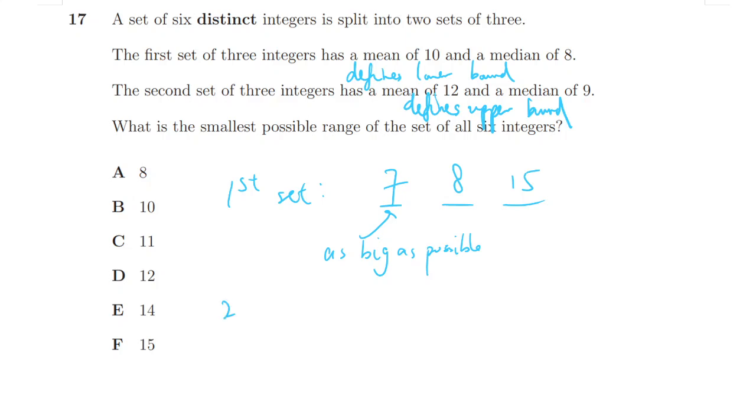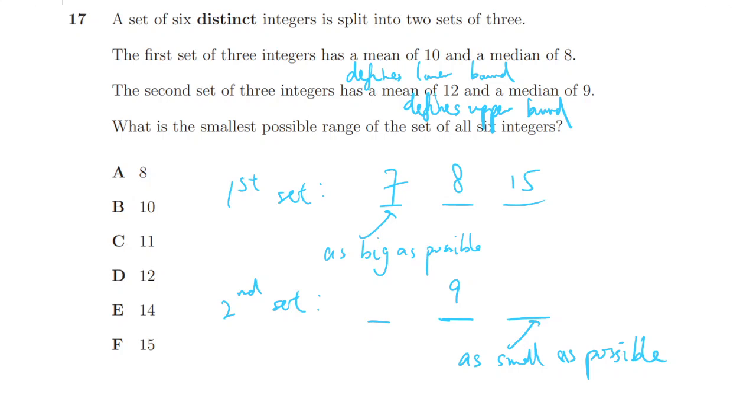Second set. Again, same idea, median is 9. So I want the upper bound, this number, to be as small as possible. But of course I can't pick 10, because if I pick 10, there's no way that I'm going to arrive at a mean of 12. There's no way I'm going to achieve that.